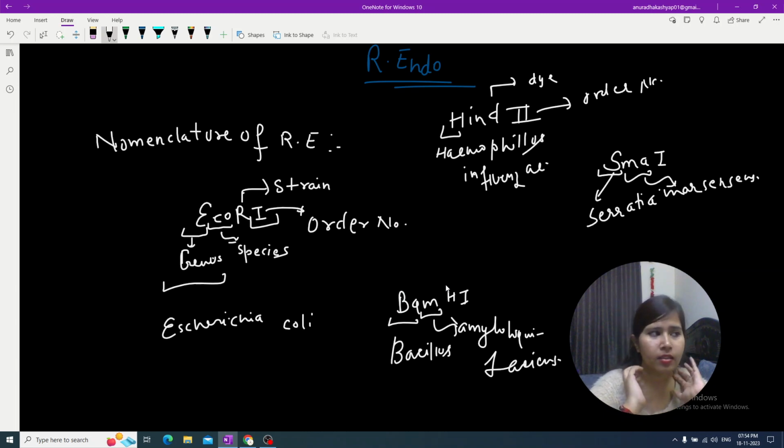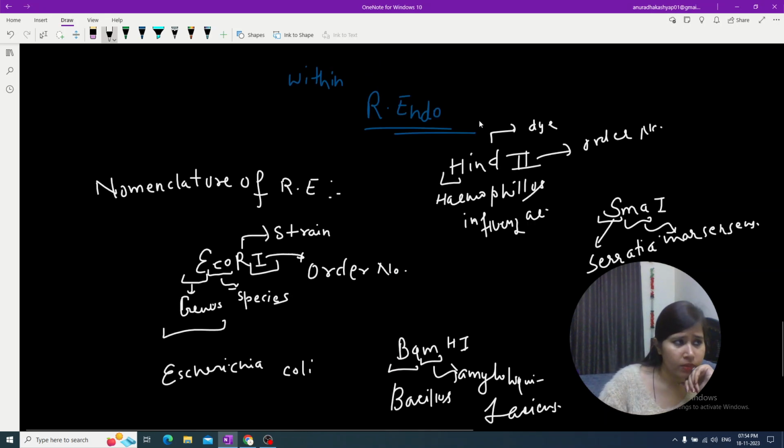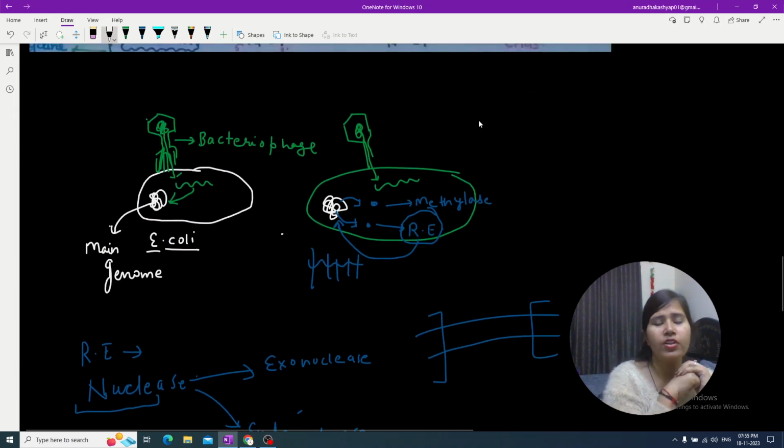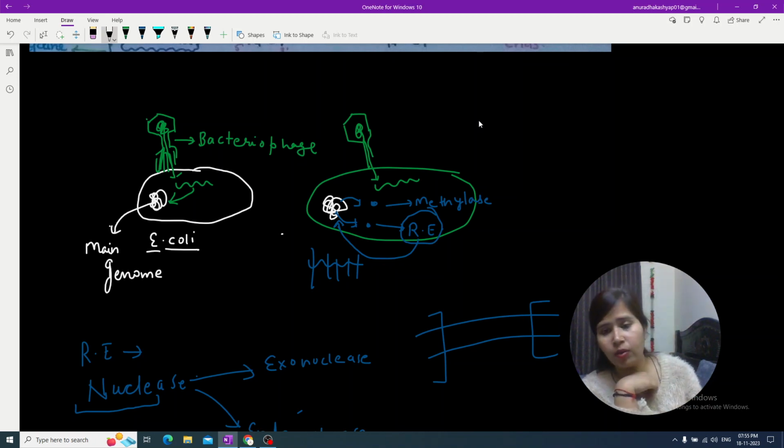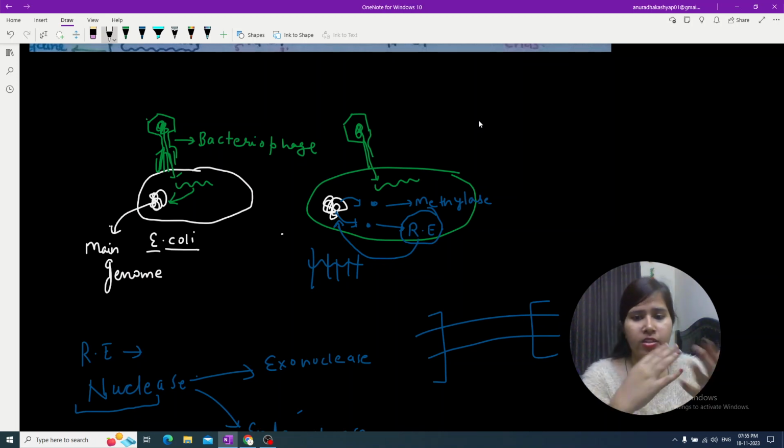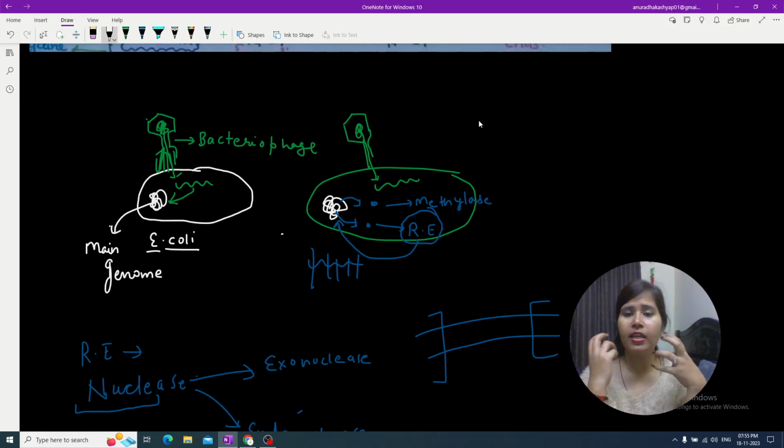So this is about the nomenclature of restriction endonucleases. Now I will tell you about sticky ends and blunt ends. What are these? One question can come to your mind: I am saying that restriction endonucleases make a cut at a specific position, but at which site in the DNA are they going to cut?